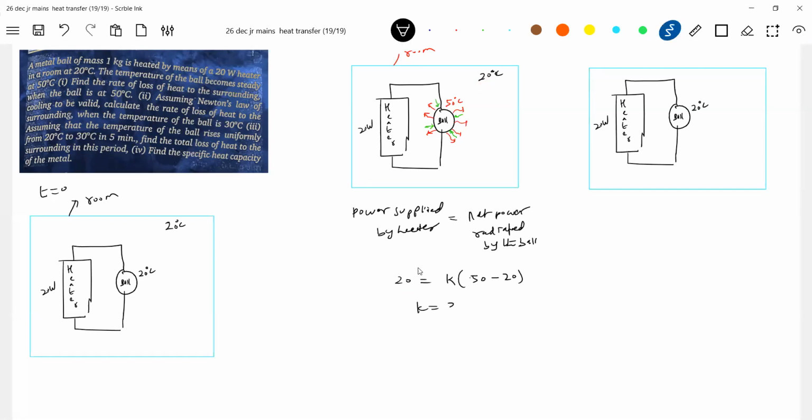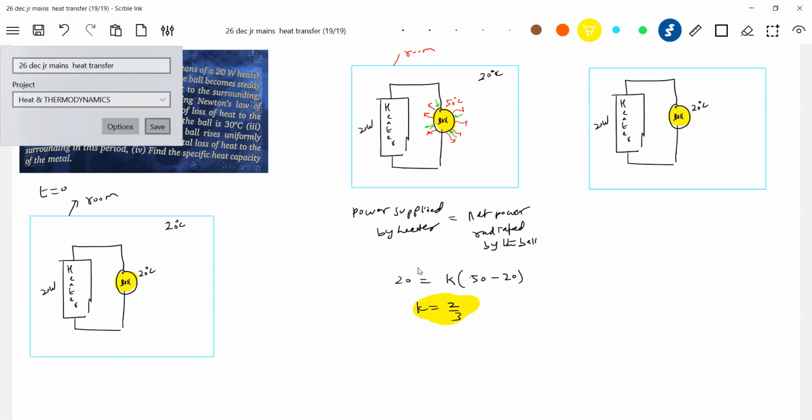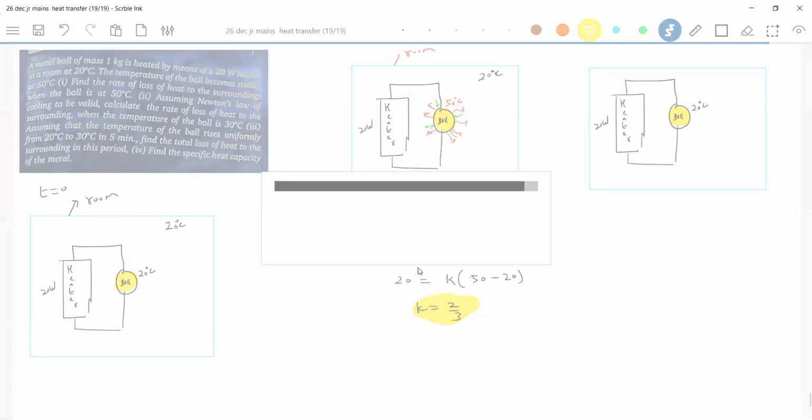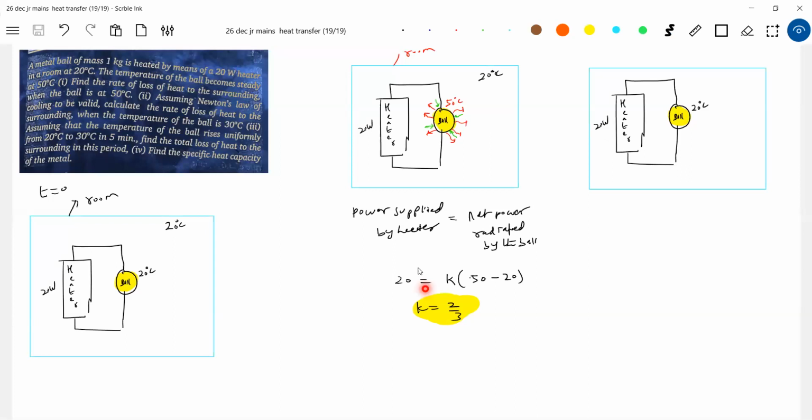So K will definitely be 2 by 3. Keep it. This is going to help us a lot. Later on, let me color it, then I'll post it. Okay, what is the value of K? This one. Sir, it is cooling? No, it is getting heated up. So Newton's laws of heating is what I applied.